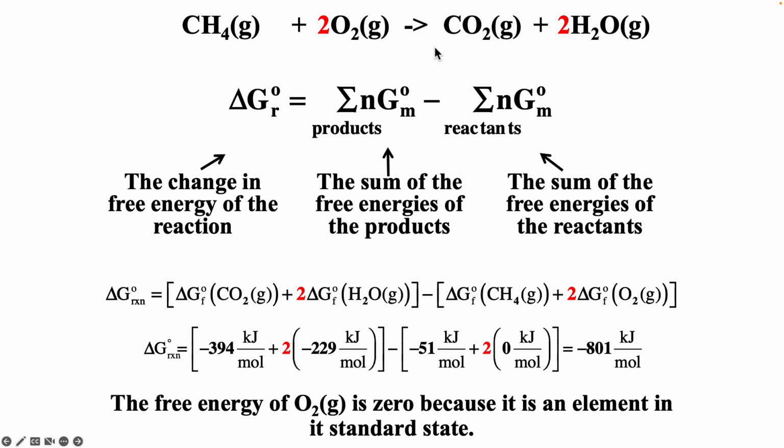And so that means that this is a spontaneous process. Remember, delta G negative corresponds to delta S universe positive, which corresponds to a spontaneous process. Also, I should mention that notice that O2 is the element's standard state, and so it has 0 Gibbs free energy of formation.